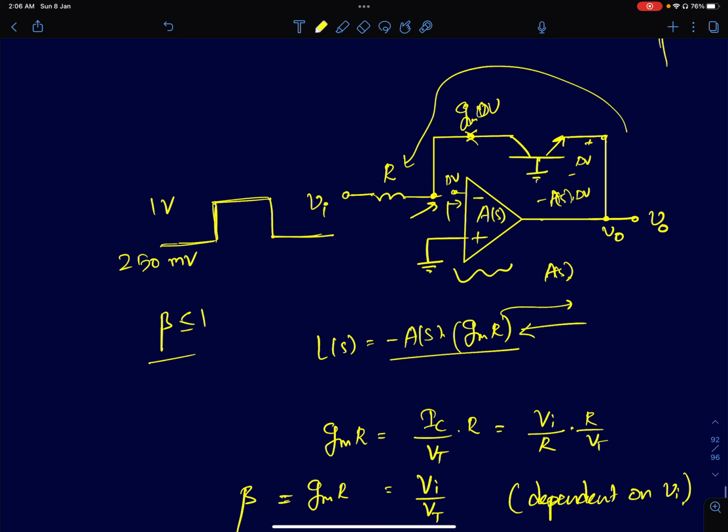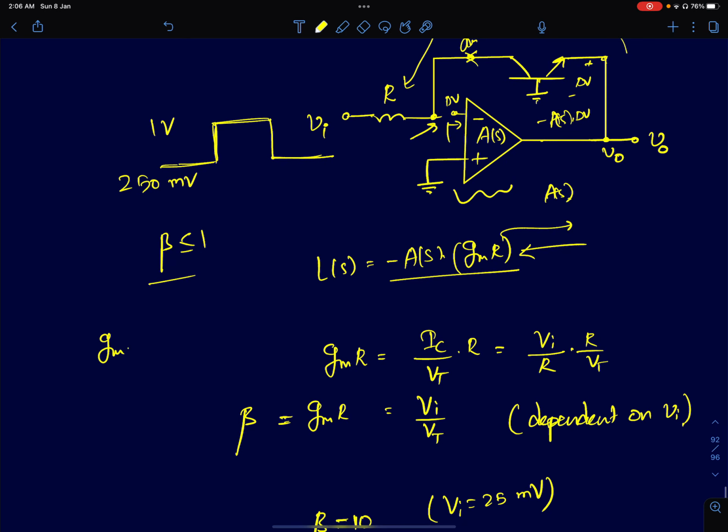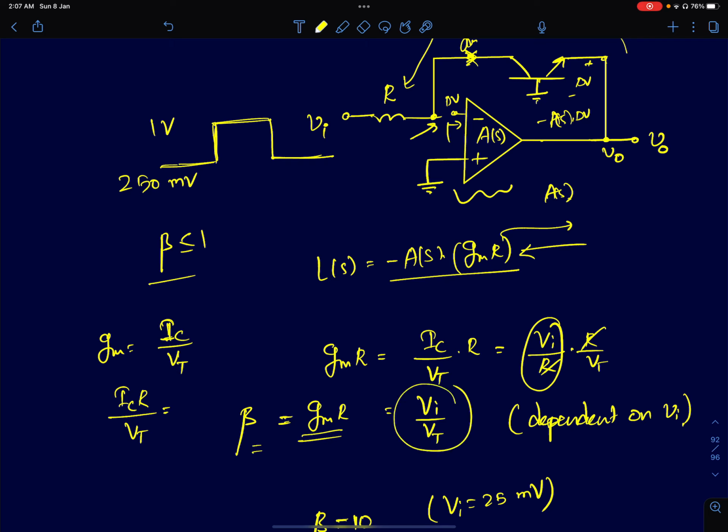So first, Gm in the circuit is simply given by the collector current divided by Vt. So this is the expression for Gm of a BJT, linearized Gm. Now times R, so IC into R by Vt. Now what is IC? The collector current is simply Vi by R. Okay, so that's the collector current. So I can write it as Vi by R. So R and R cancel out. I get Gm into R, or beta, simply equal to Vi by Vt.